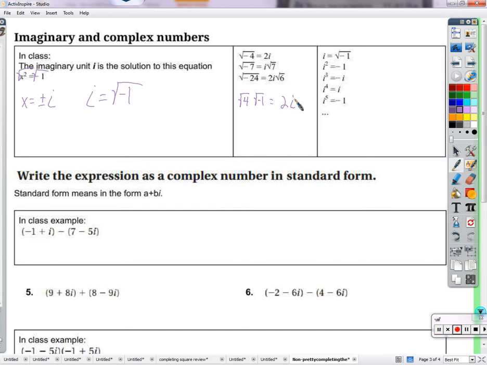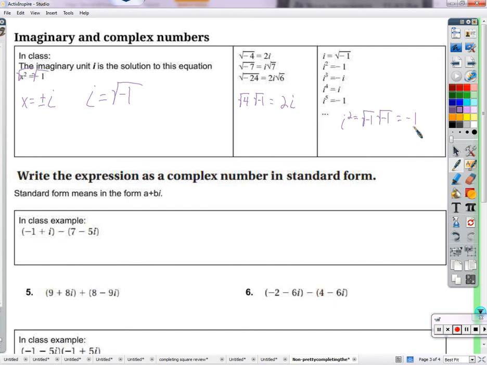See the idea there? Okay. Now, i is the square root of negative 1. If I square i, let's see what that looks like. i squared. That's something times itself, right? That's i times i. Stay with me. That means the square root of negative 1 times the square root of negative 1. If I multiply a square root by itself, I just get whatever's in the square root. So i squared is negative 1.